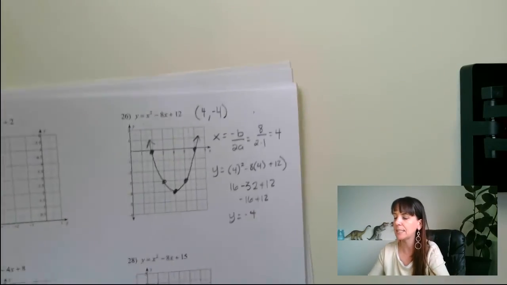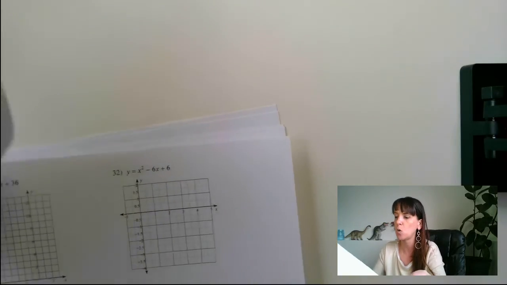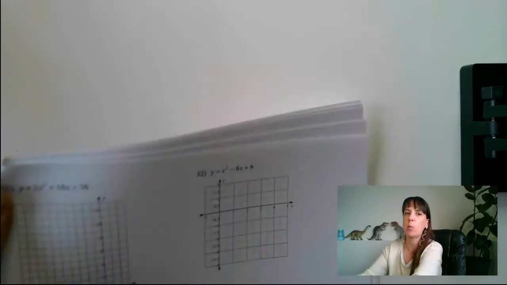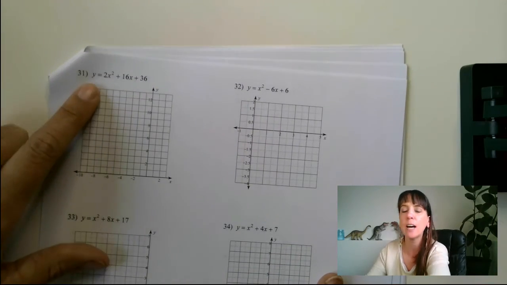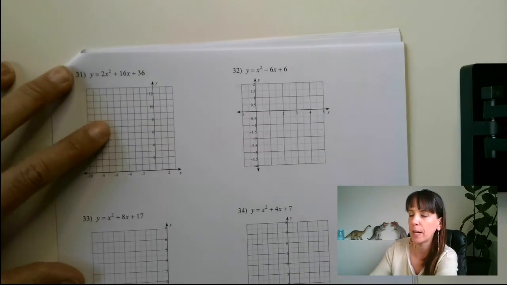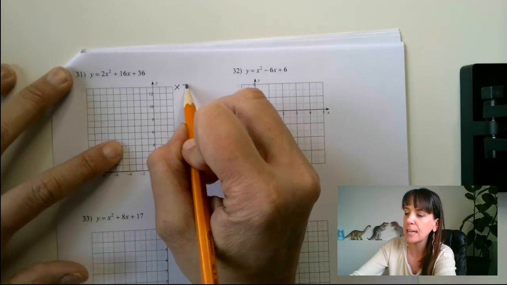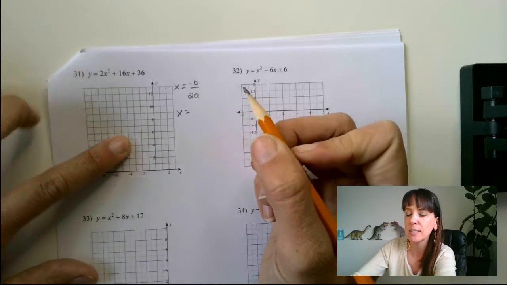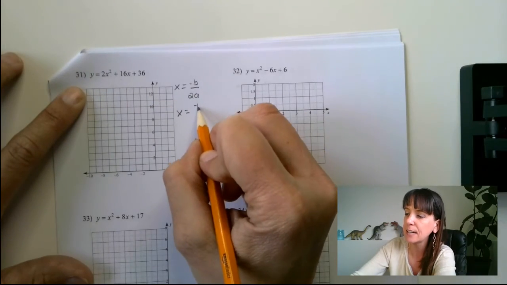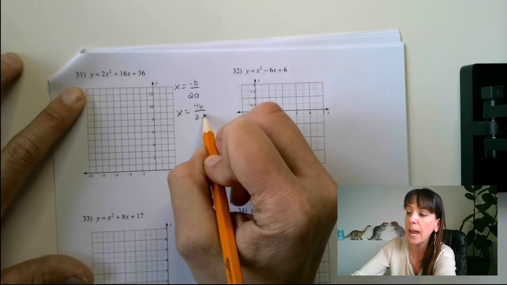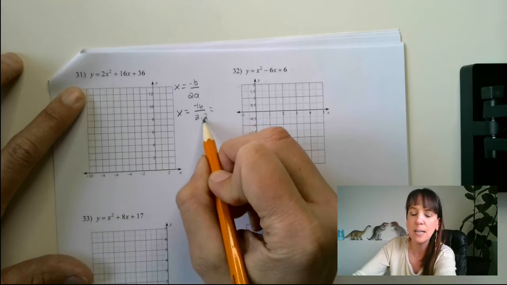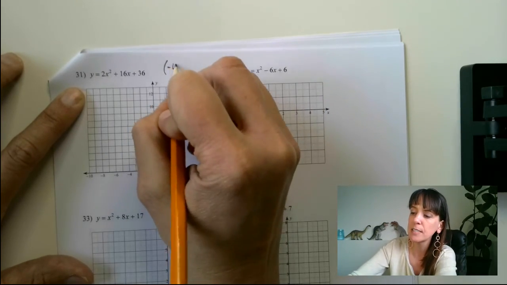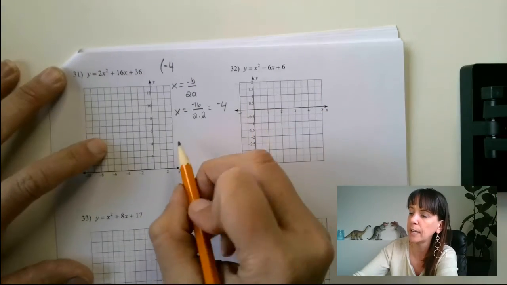Let's do one that has an A that is not normal. Look at this guy, number 31. 31 has an A of 2, so that's going to be our multiplier, right? First things first, x equals negative b over 2a. X equals negative 16 over 2 times a, which is 2. Negative 16 over 4 is going to give me negative 4. So the first part of our vertex is negative 4. Okay, now let's plug it in.